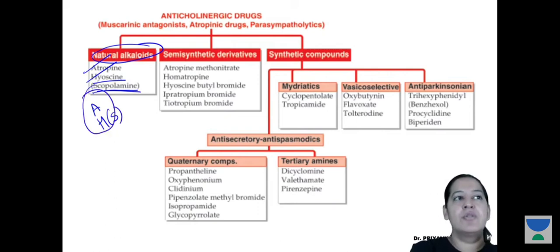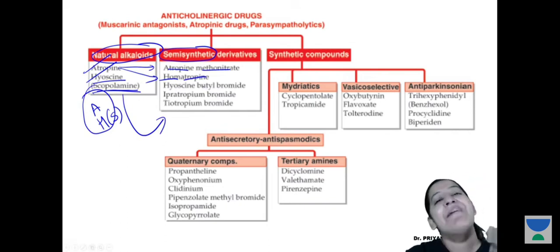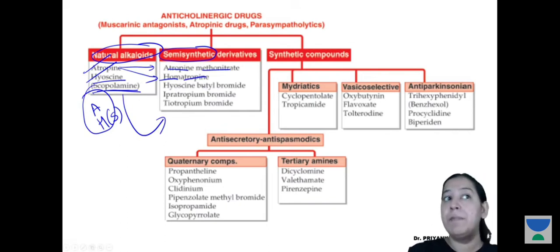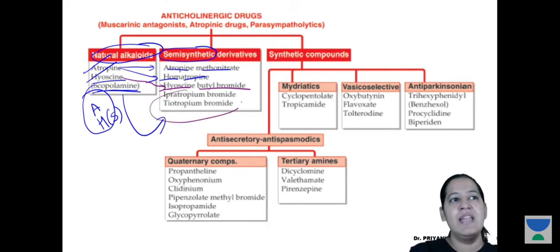Done. Should I move to the semi-synthetic? Semi-synthetic I will derive from natural only. Natural से derive करूंगी. So from atropine I have derived these two drugs. So atropine methonitrate or homatropine. These two drugs are derived from atropine only. So these are semi-synthetic. Atropine methonitrate or homatropine. Done. These two are derived from atropine. This is derived from hyoscine. Hyoscine butyl bromide. And again these two are derived from atropine. Ipratropium and tiotropium. So these are the semi-synthetic. Total 5 drugs are there.